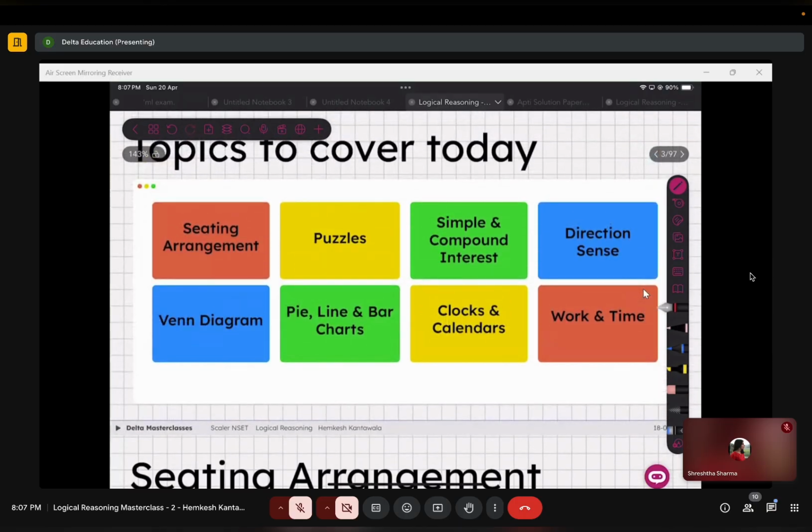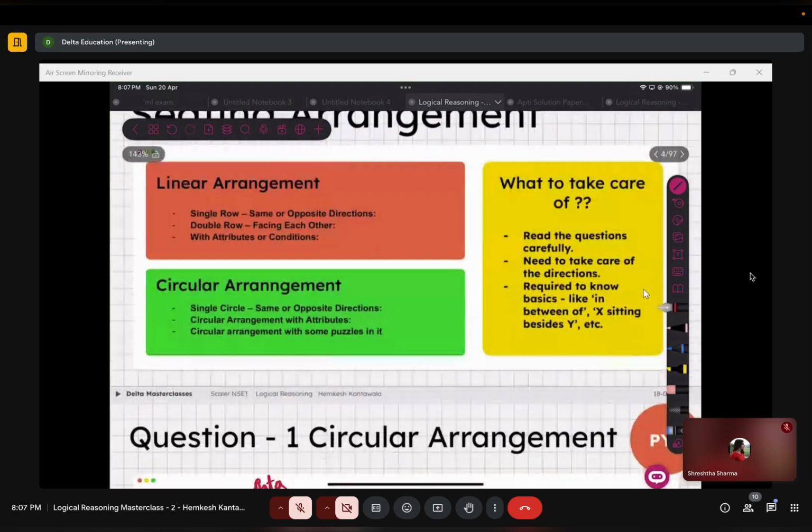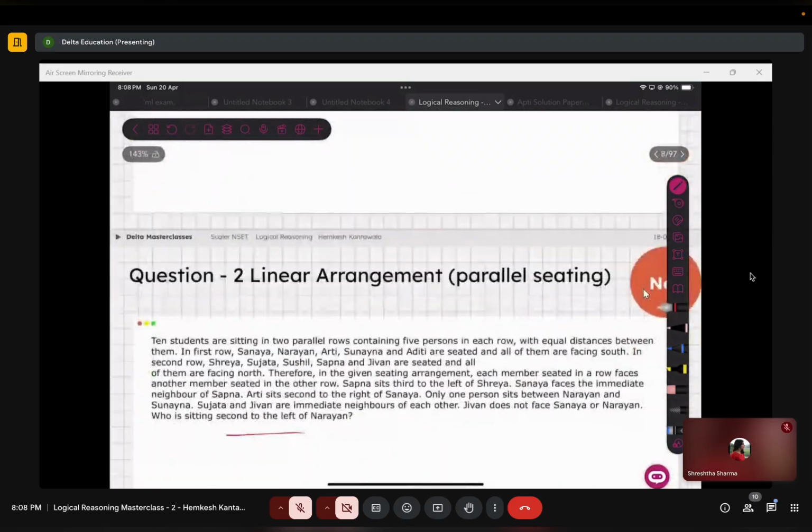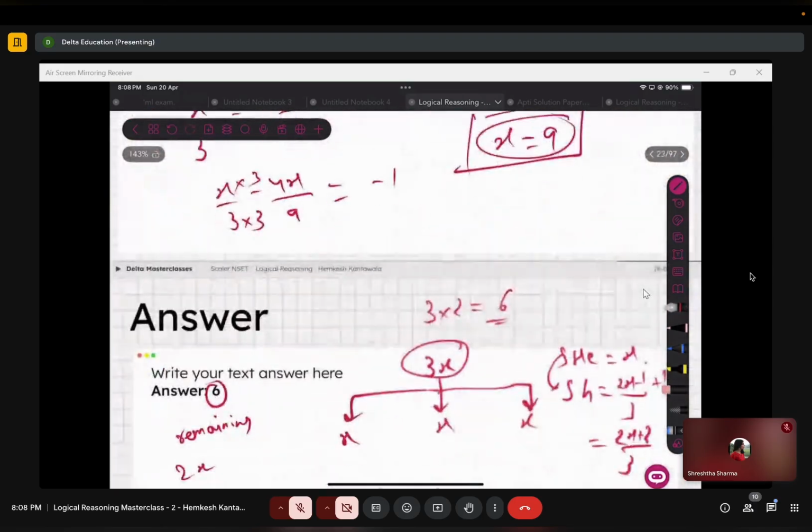So as you can see, in the last class we covered four topics. We have already covered sitting arrangement, puzzles, direction sense test, and clocks and calendars. In today's class, we would cover the remaining four topics: work and time, simple and compound interest, Venn diagrams, and charts. Correct. So let's start with the work and time section first.